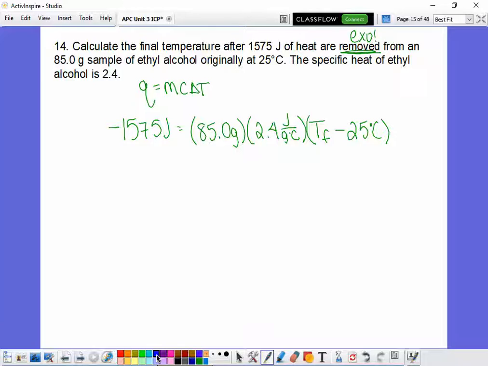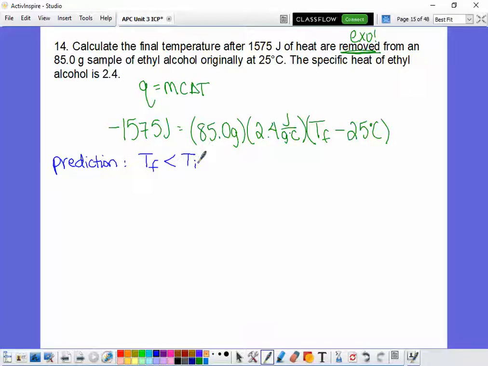Heat is being removed. That means how will T final compare to T initial? T final should be lower. Our temperature is decreasing. Plus, the only way for this to be negative is we have to have a negative somewhere here. Mass can never be negative. C can never be negative. So it's got to be that delta T that's negative, and the only way for delta T to be negative is if T final is smaller than T initial. So my prediction is that T final is smaller than T initial.